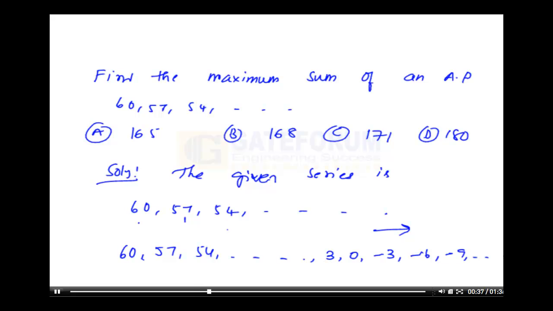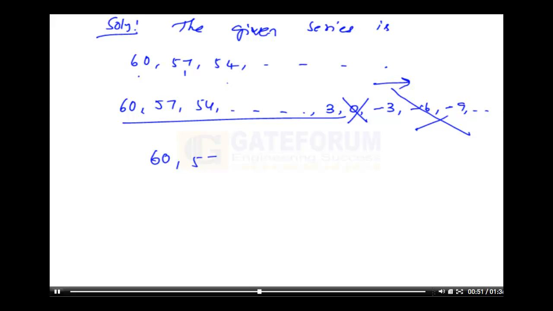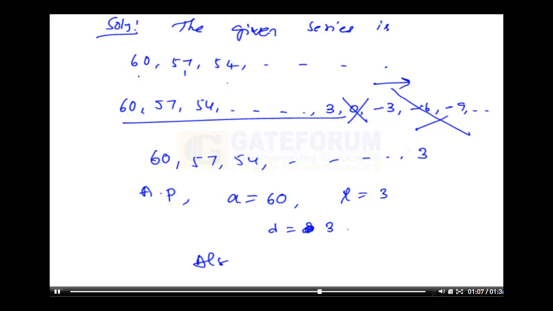In order to find the maximum sum, all the numbers in the series must be positive. So we cannot take 0 or negative numbers. So in order to find the maximum sum, it is enough to add these numbers 60, 57, 54 and so on up to 3. Now clearly they are in arithmetic progression whose first term is 60, whose last term is 3 and the common difference D is nothing but 3. Also N is nothing but 20. Simply, 3 is nothing but 3 into 1, 60 is nothing but 3 into 20. So obviously there are 20 terms.